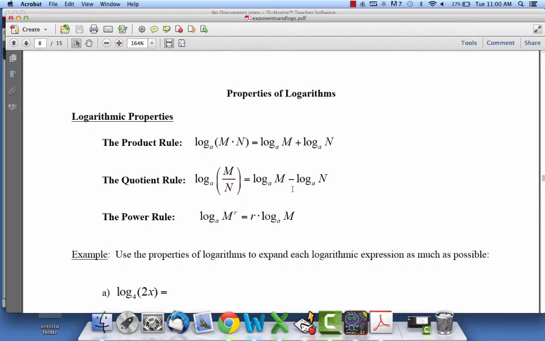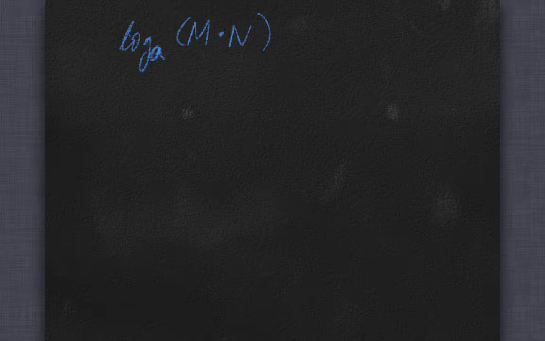Okay, so I'm going to make kind of a little proof for one of these and then a kind of hand-waving proof for the other two. So basically it comes down to this. If you consider, let's say that we're doing log sub A of m times n. Okay, so we're trying to get it in terms of log sub A of m and log sub A of n. So I'm going to just replace these.